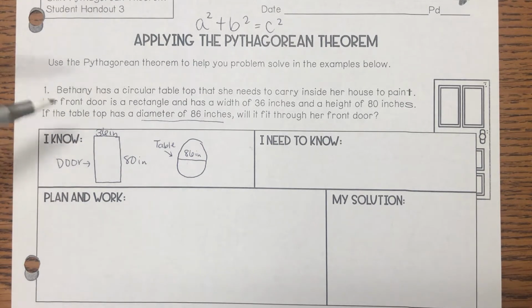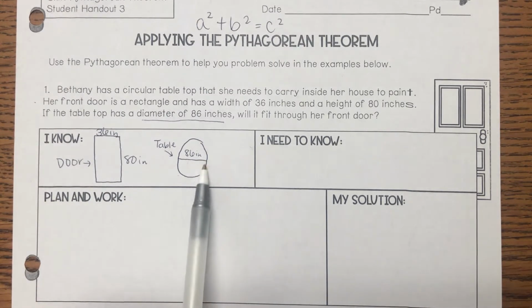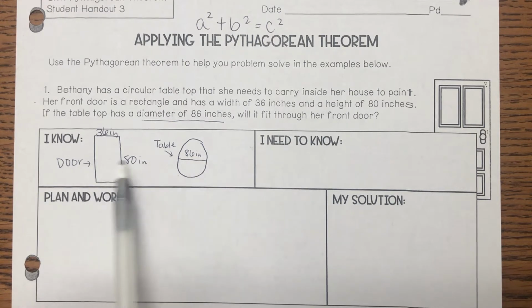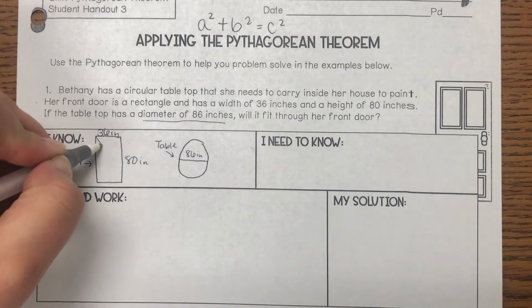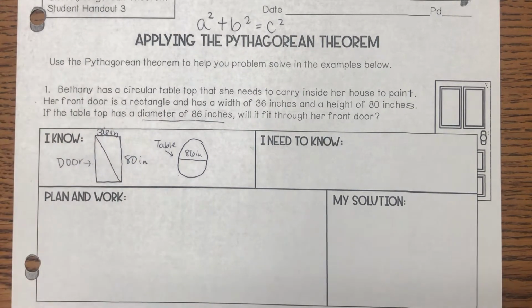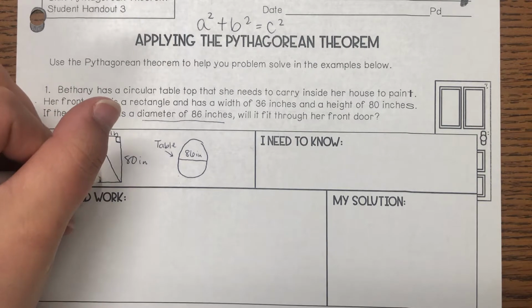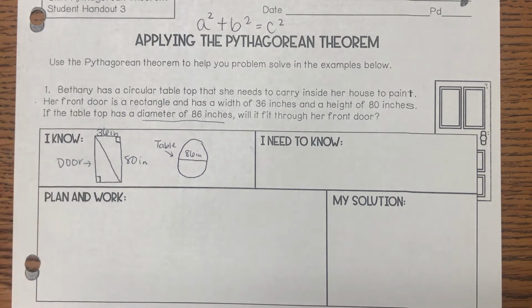Now, it's asking if the tabletop will fit through her front door. Well, if I were to put this table through the door, it's too wide to fit sideways, and it's too wide to fit going in long ways. So we need to figure out how we can fit it in. Well, I have this diagonal right here, which is the longest part of that rectangle. This is also making two right triangles, so therefore this diagonal is actually the hypotenuse.